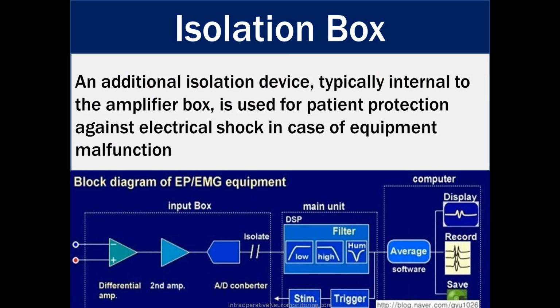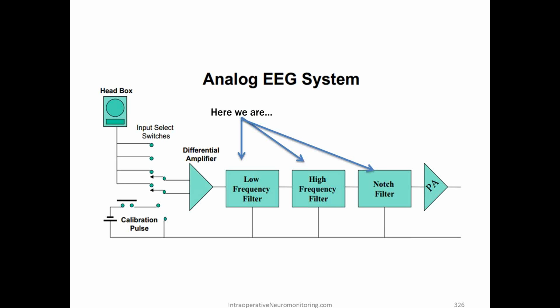An isolation box, an additional isolation device typically internal to the amplifier box, is used for patient protection against electrical shock in case of equipment malfunction. The analog EEG system is found in these areas here: the low frequency, high frequency, and notch filters.